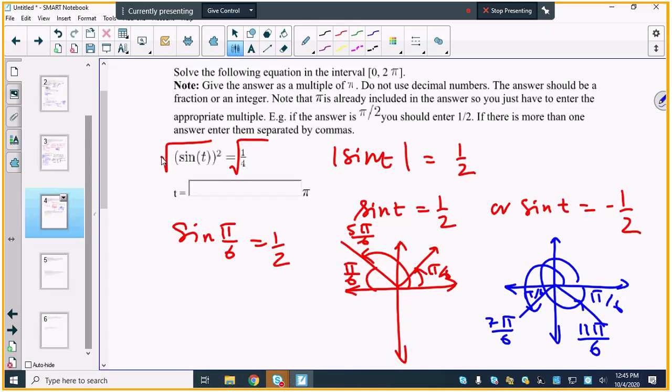I would say the solutions are, again, I'm just writing the fractional coefficients. So that's pi over 6. Second one is 5 pi over 6. Third one is 7 pi over 6. And the last one is 11 pi over 6. Answers my question.